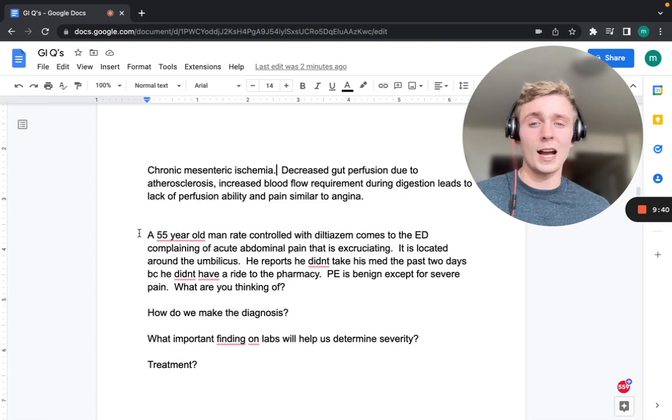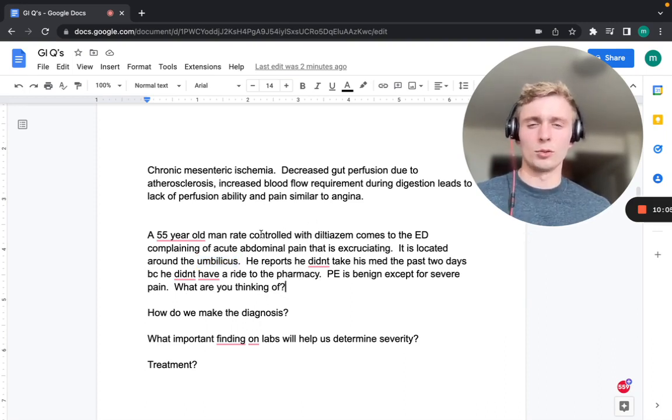Next one, a 55-year-old male, rate controlled with diltiazem, comes to the ED complaining of acute abdominal pain that is excruciating. It is located around the umbilicus. He reports he didn't take his med the past 2 days because he didn't have a ride to the pharmacy. The physical exam is benign except for severe pain. What are you thinking of?